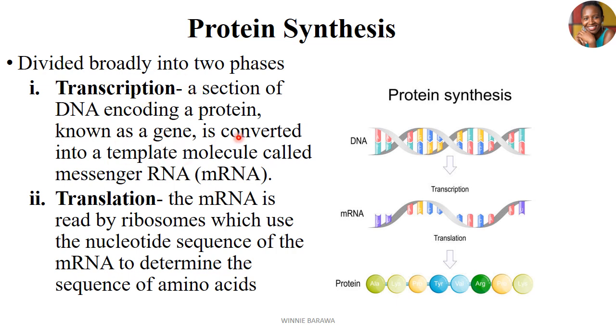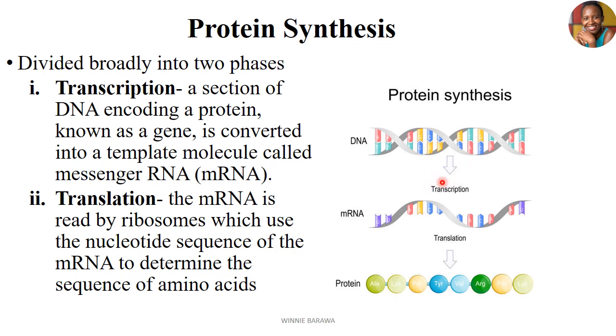In the translation stage, the messenger RNA that was formed in the transcription process will be taken to the ribosome, where it will be read by the ribosomes to create the different sequence of amino acids that will together give us our protein. So in summary, how does protein synthesis happen?